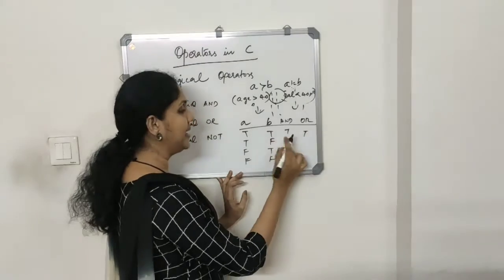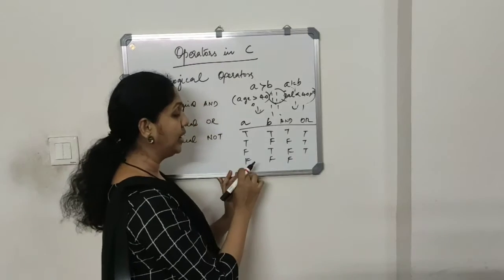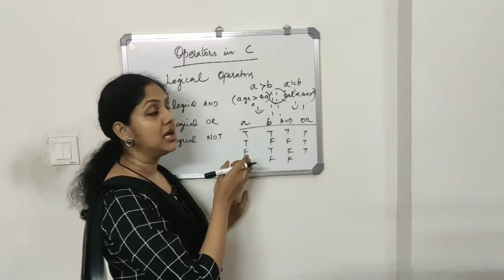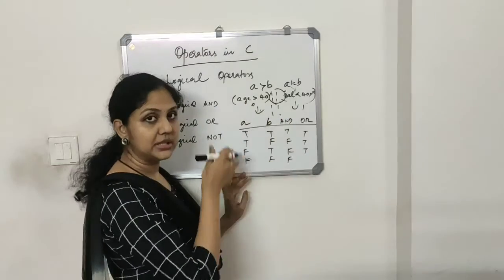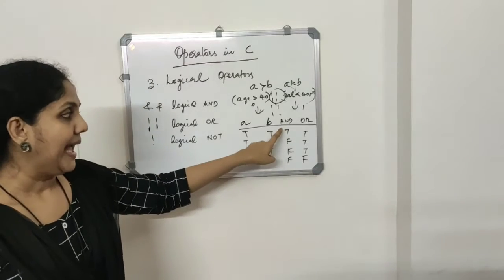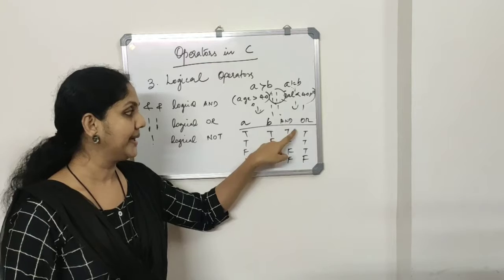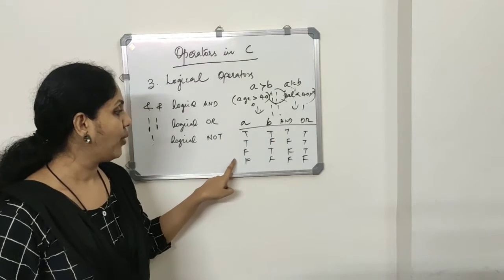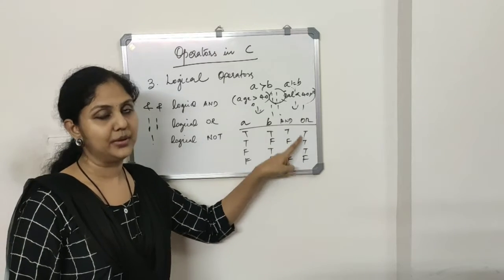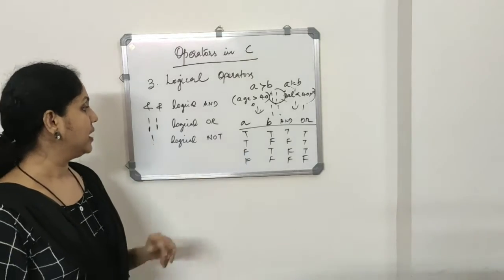If A is true and B is false, I'll get a true. If A is false and B is true, I'll get a true value. If both operands are false, that is, if both the A and B expressions return a false value, I will get a false value here. So see, in the AND operation, if both the expressions return true, I'll get a true value. And in the OR operator, if both the expressions return false, I'll get a false value. Remaining all are true in OR. Okay, this is how it works.